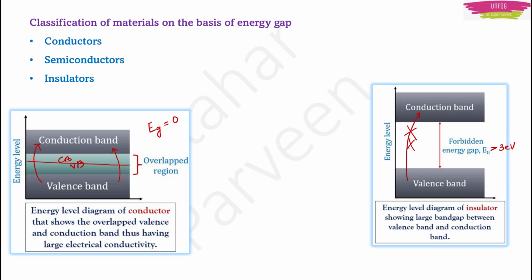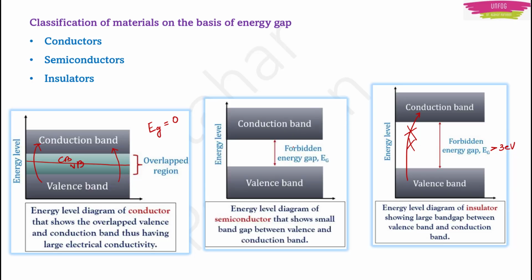They cannot conduct electricity. Now there is one more kind of material, known as semiconductors, which are very important for us now. In semiconductors, there is an energy gap, but it is not as much as in insulators. That means the conduction band and valence band are not very far; they are nearby. How near? This Eg, the forbidden energy gap, will be less than 3 electron volt.